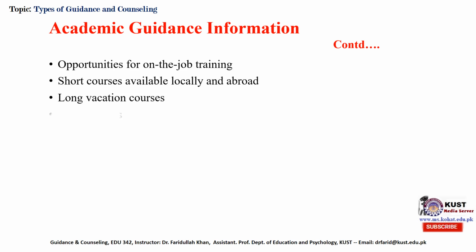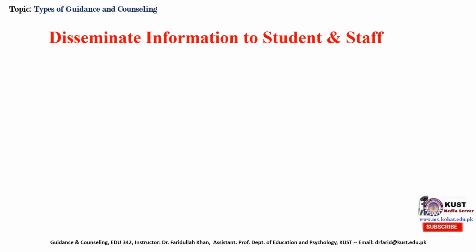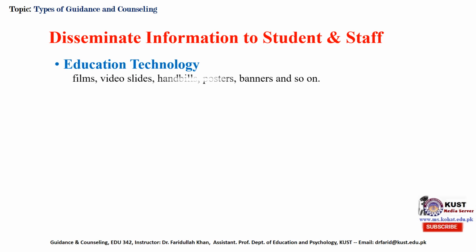The information needed for students' guidance and counseling also includes on-the-job training opportunities, short and long-term courses, and internship opportunities. The guidance and counseling information may be shared with the students through educational technology by showing them films, video, slides, handbills, posters, banners, and so on.